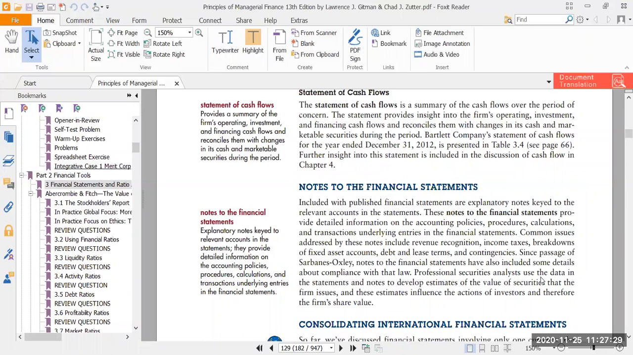Okay, let's move on towards the statement of cash flow. As I have already told you, the cash flow statement is basically telling you about the cash inflow and outflow from the company. It provides a summary of the firm's operating, investment, and financing cash flows and reconciles them with changes in its cash and marketable securities during the period.